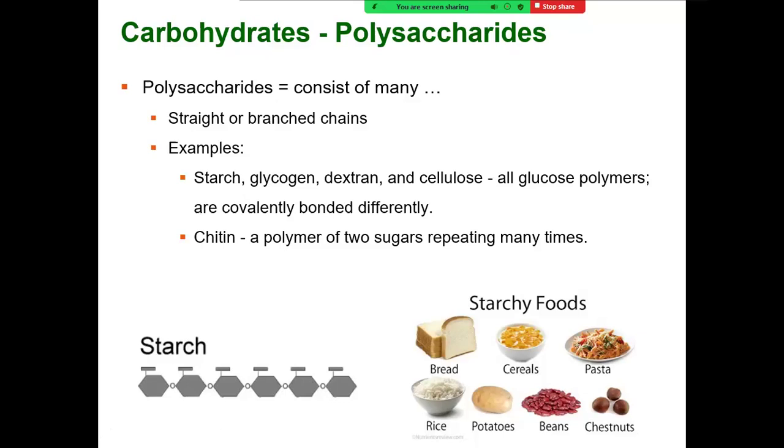Some other examples of polysaccharides are shown here. Bread, everybody knows, is a starchy food. Cereal, pasta, rice, and potatoes are also starchy foods. Most people don't realize that beans actually are a very good source of carbohydrates, and chestnuts too. Beans are about 1/3 carbohydrate, 1/3 fat, and 1/3 protein, but 1/3 is an awful lot of carbohydrates. So beans are a good source of polysaccharides.